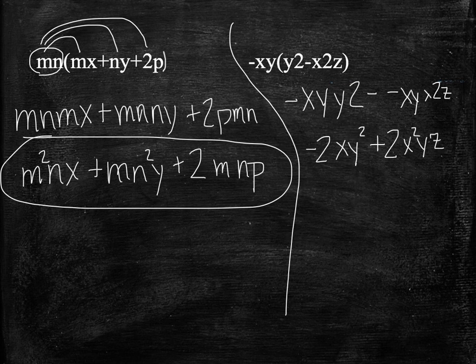So that's how we do the distributive property. Take it, multiply it by each term, copy it down, be careful about your negatives.